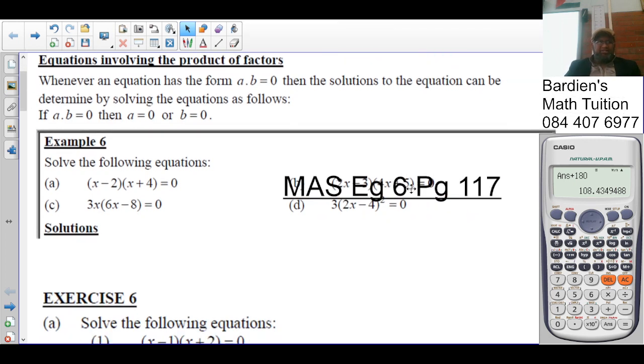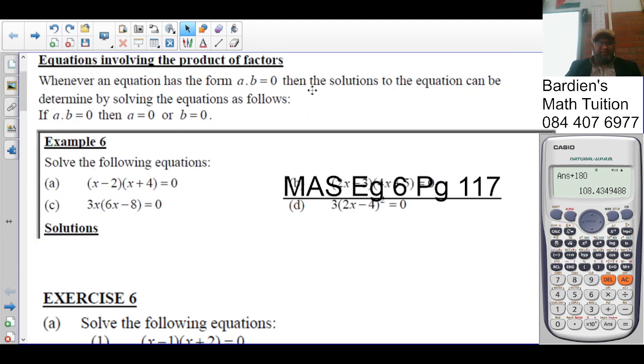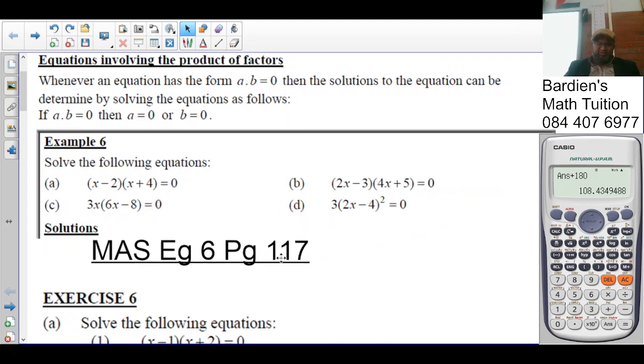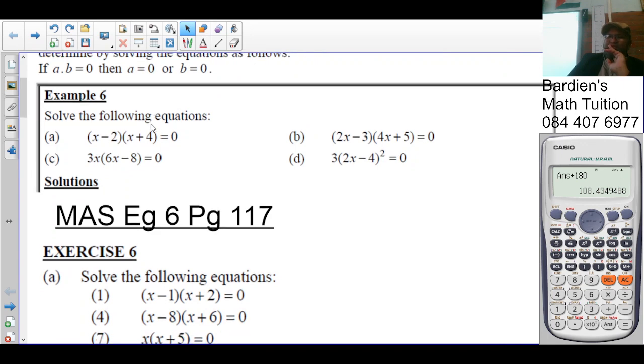Okay, so equations involving the product of factors. I think you guys have written this note down already, no? Right. A very important note here, they say whenever an equation has the form a times b is equal to 0, then the solution to the equation can be determined by solving the equation as follows. If a times b is equal to 0, then a is equal to 0 or b is equal to 0.